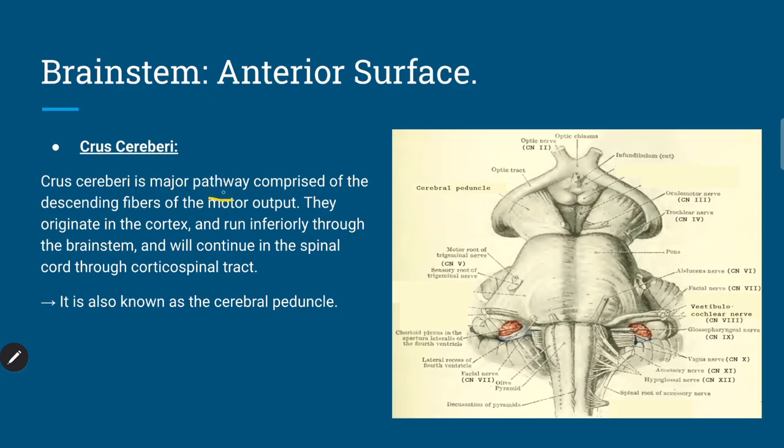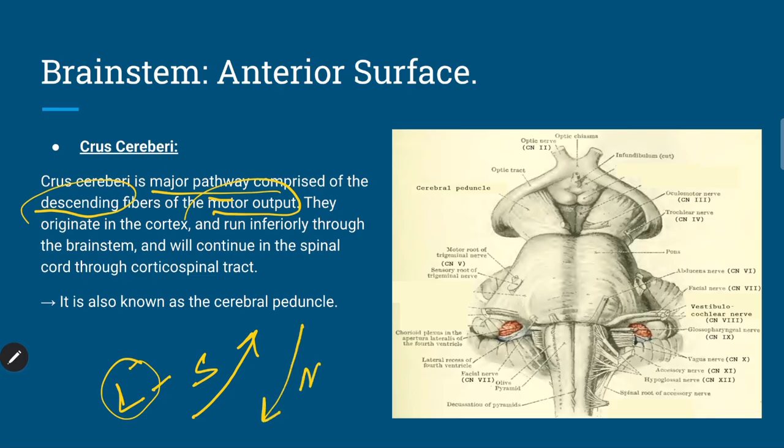It is a major pathway comprised of the descending fibers of the motor output. So here's another thing that you can remember. Anything going up is sensory, and most of the time it is present laterally, and anything coming out is motor, and most of the time it is present medially. If you have this basic understanding of the central nervous system, half of your problems are basically done.